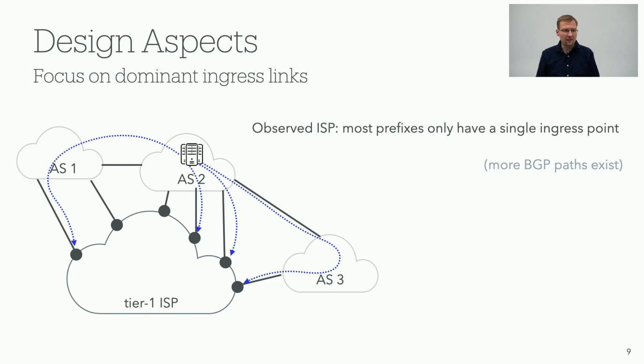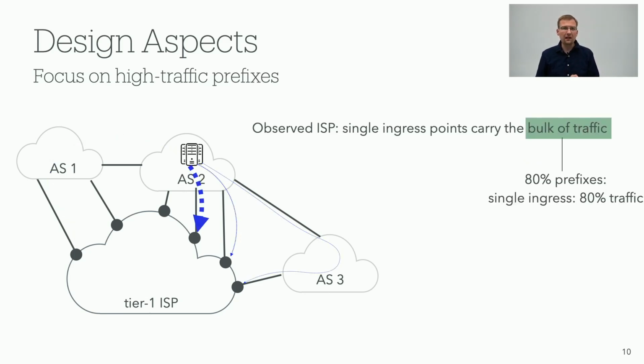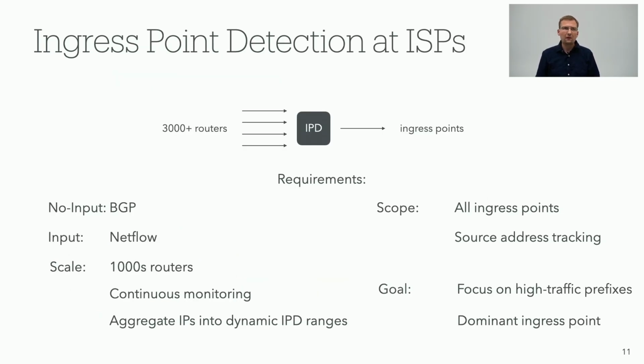We also found that in most cases, there's only a single ingress point for a given IP or prefix at a time, even though we are observing multiple paths in BGP. In the case that we observe multiple paths, multiple ingress points, in many cases there is a single ingress point that is dominant. Here we saw that for 80% of the prefixes, 80% of the traffic actually enters over a single ingress point. So we want the algorithm to also be able to detect this dominant ingress point. Now, with that, we arrive at the summary of our design challenges.